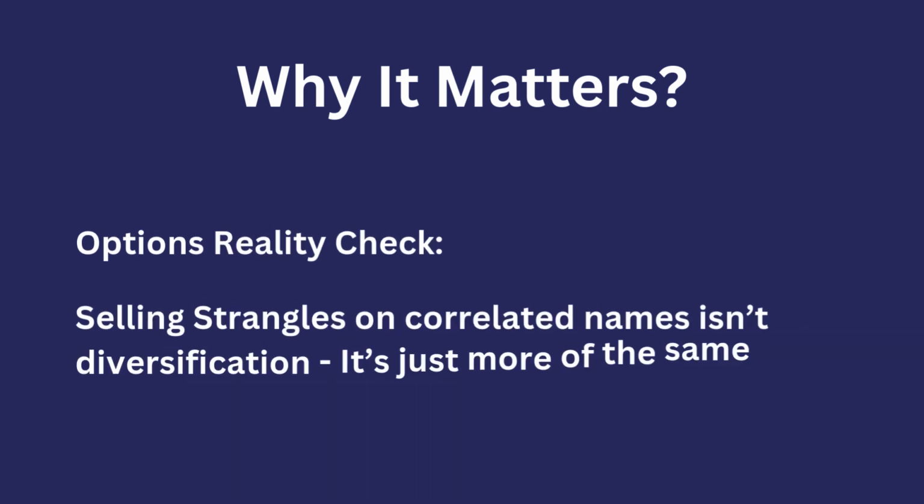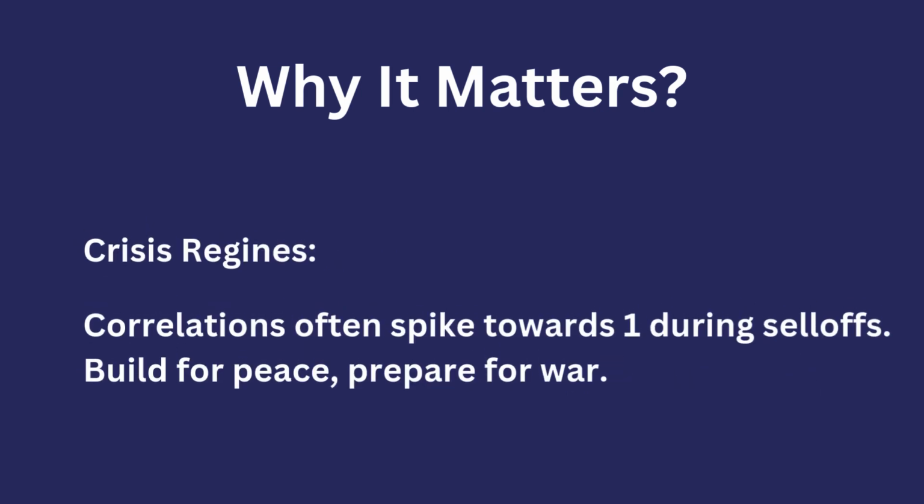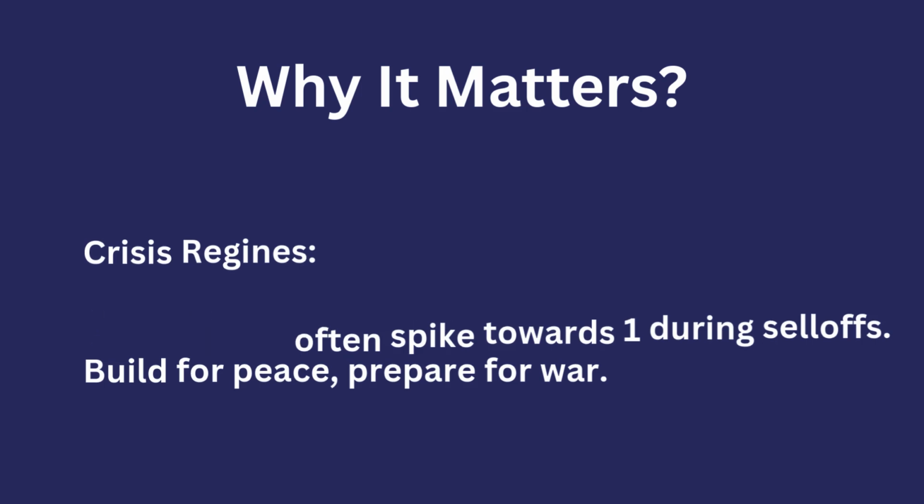Options reality check: selling strangles on correlated names isn't diversification. It's just more of the same risk. Crisis regimes: correlations often spike towards 1 during sell-offs. Build for peace, prepare for war.